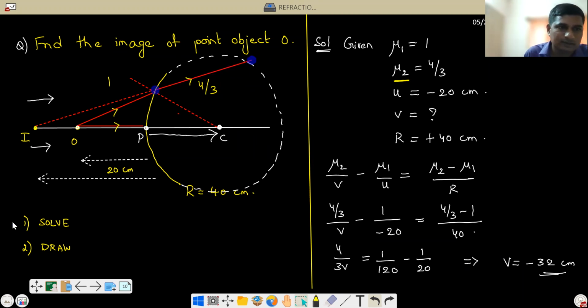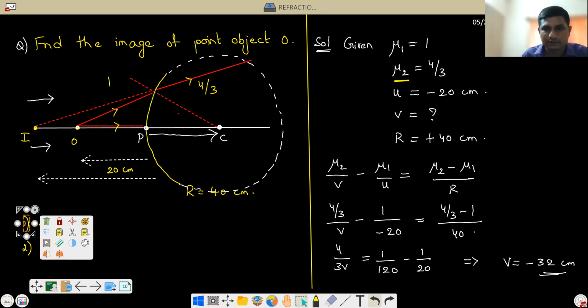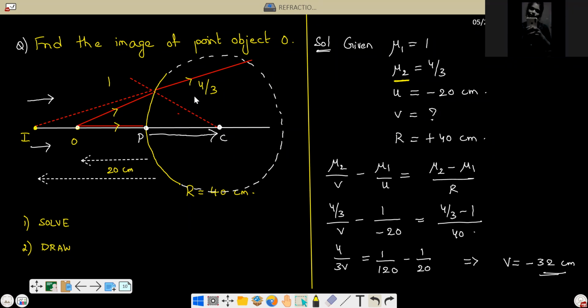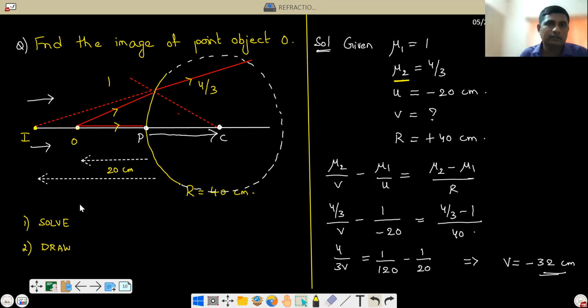By solving only. That's why the first step is very, very important. First you have to solve, then only you'll know whether the ray is getting diverged or converged, or going straight without bending. So this is very important. Solving and drawing, solving, drawing. That's all. Now suppose, let us say, you have one more surface here, now what will happen?